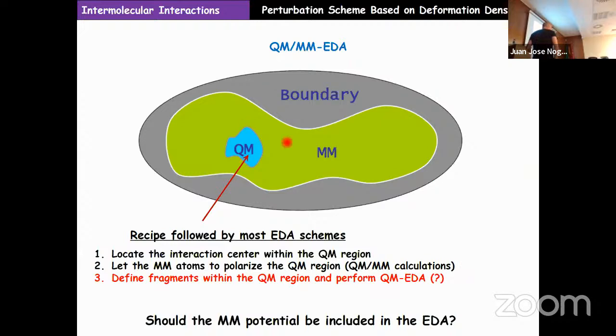The QM region is polarized, so it's not the same as doing a QM EDA without the MM potential, because our densities are different. But they don't include the potential within the expression of the electrostatic energy, induction energy, etc. Should we include the potential in the EDA to obtain good results, or is it not necessary? If my QM region is very large, maybe it's not necessary. But for small QM regions, you can find differences.